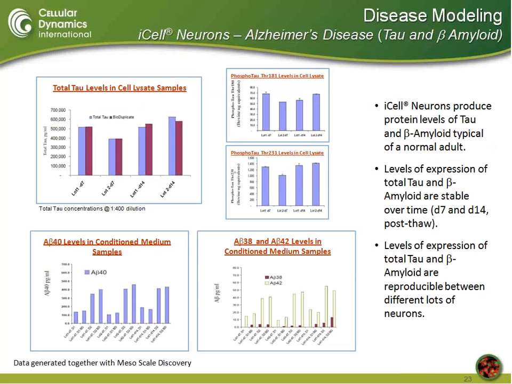And what we are seeing here is that the level of expression is stable over time from 7 days in culture to 14 days in culture, as well as reproducible between multiple lots. And with the beta amyloid, again, the doubling of that density really doubles that level of expression. And since we are expressing the expected normal levels for an adult, these cells can then be used to study diseases such as Alzheimer's as well as other tauopathies.